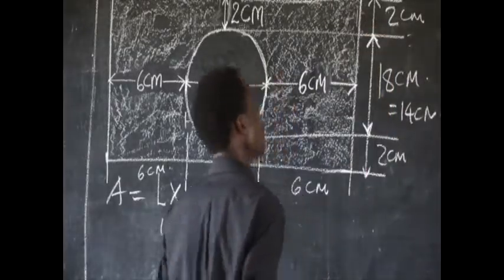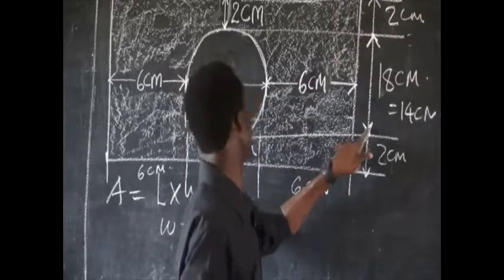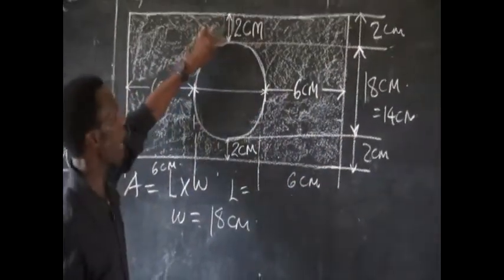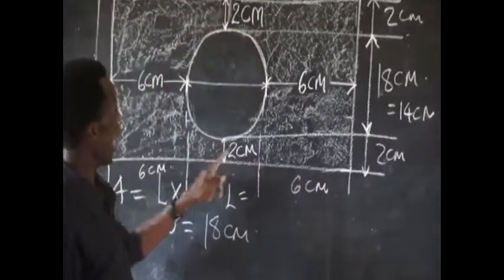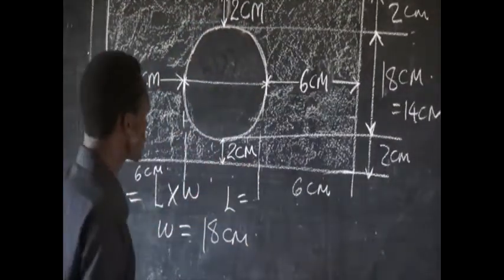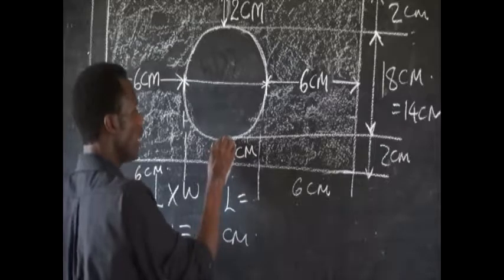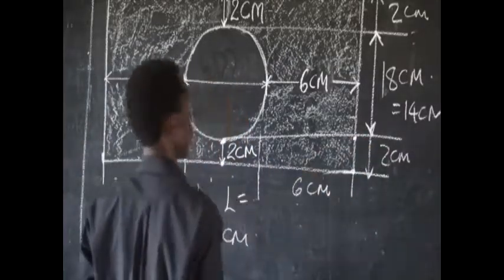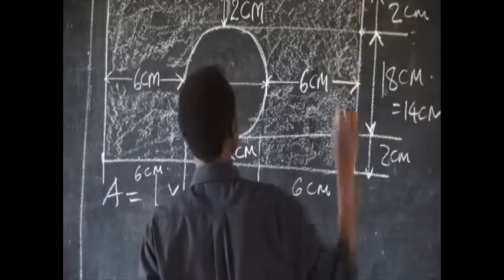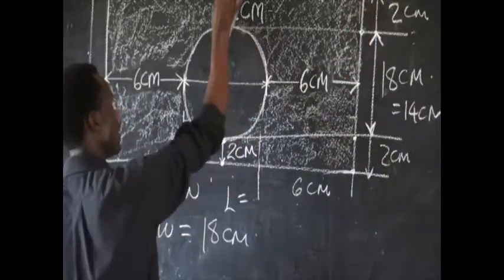And then if you have got the length from here up to here, using this principle, when you look here, this is 2 centimeters and this is 2 centimeters. That means that from here up to here it is 2 centimeters. From here up to here is 2 centimeters also, because of this and this one.